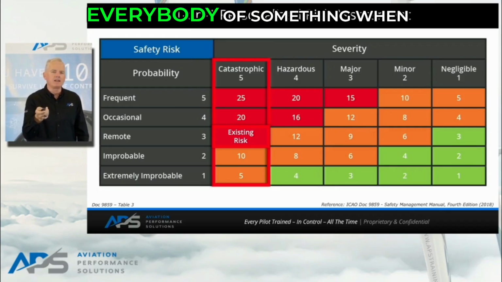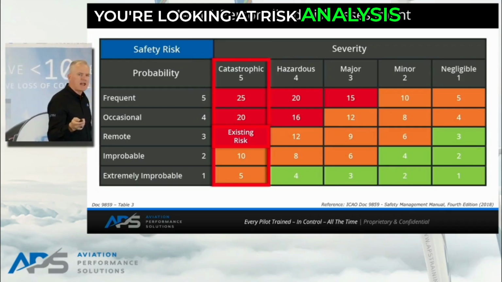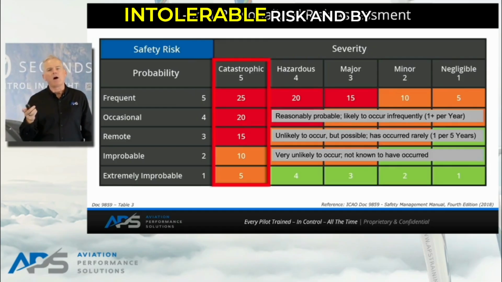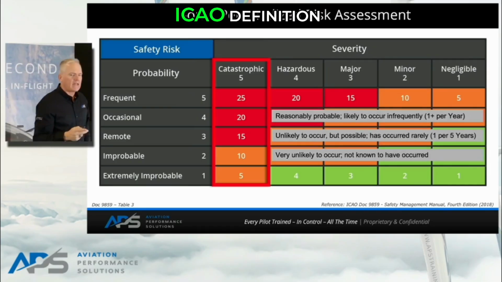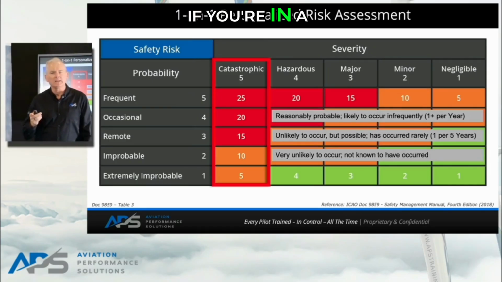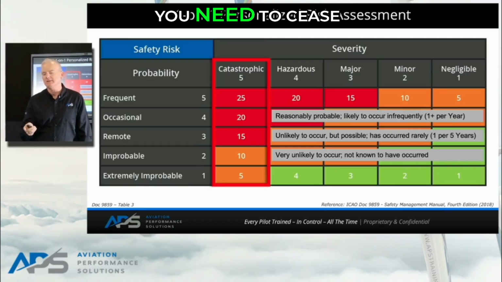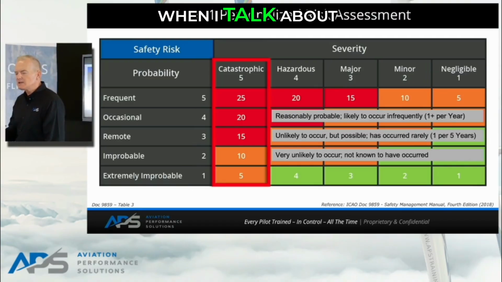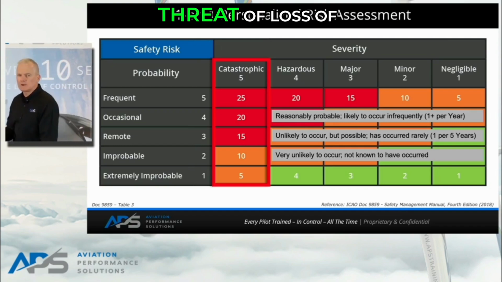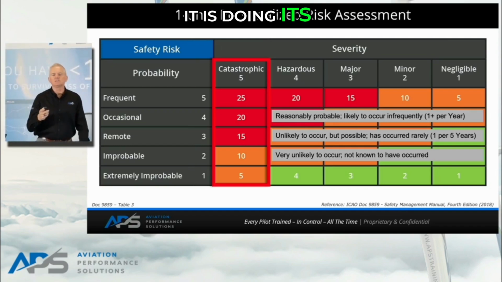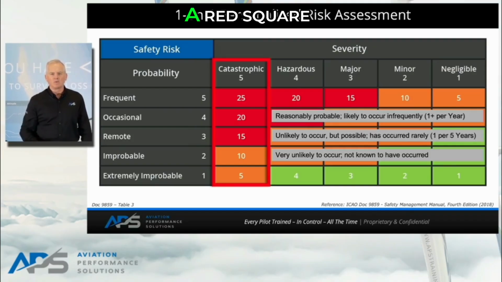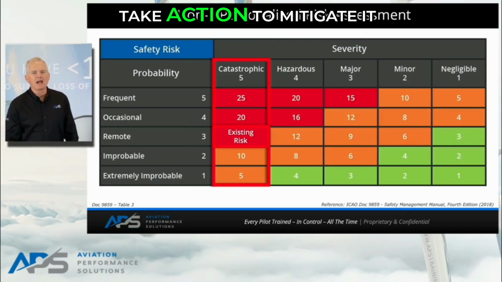So I want to remind everybody of something when you're looking at risk analysis. These red squares that you see here are intolerable risk. And by ICAO definition, if you're in a situation of an intolerable risk, you need to cease the operation until it's mitigated. Now, when I talk about the industry perpetuating the threat of loss of control in flight, it is doing its very best to mitigate the risk right now, yet you're still in a red square. So you need to take action to mitigate it.